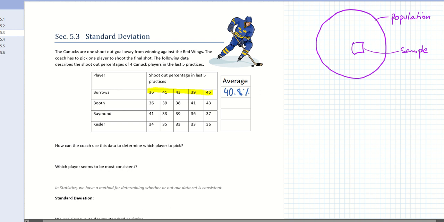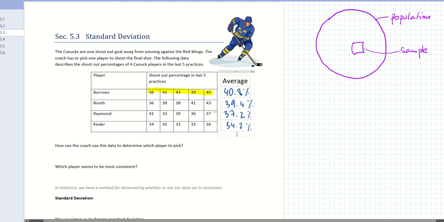And then I can do the same thing for the other players. For Booth, it's going to be 39.4. And Raymond is 37.2. And last one is Kessler is 34.2%. So these are the averages.